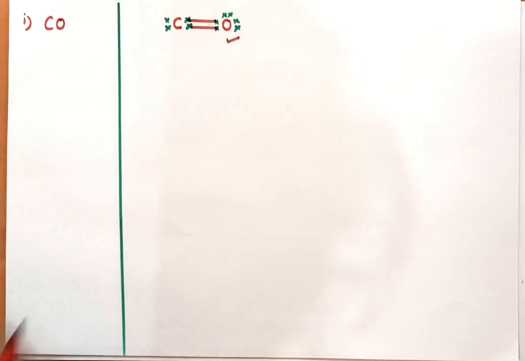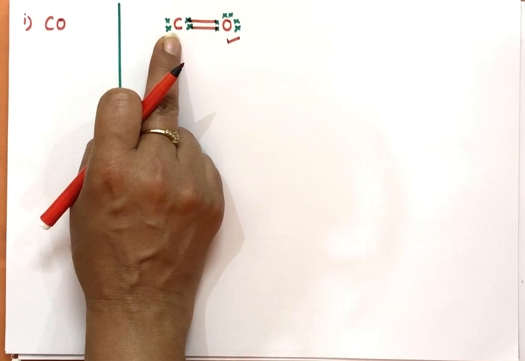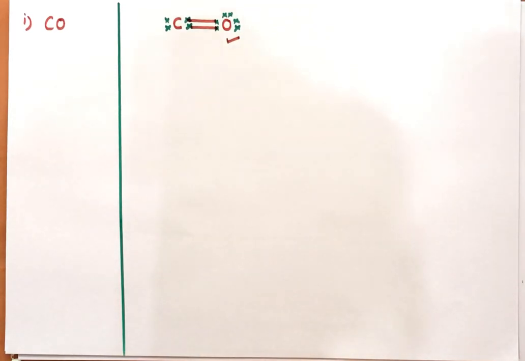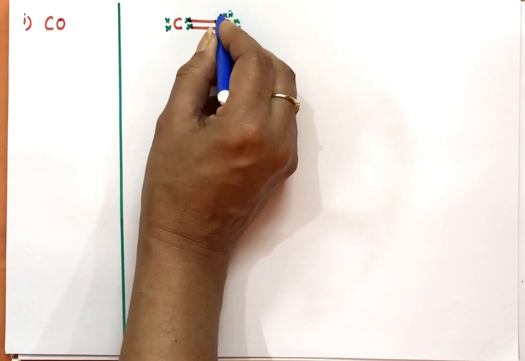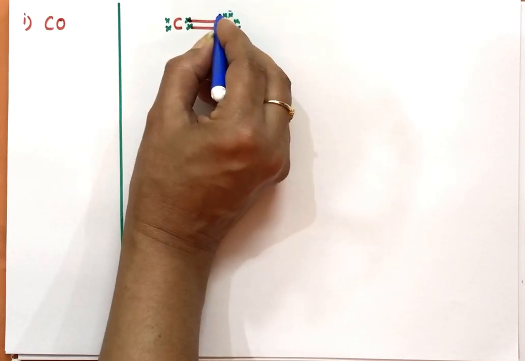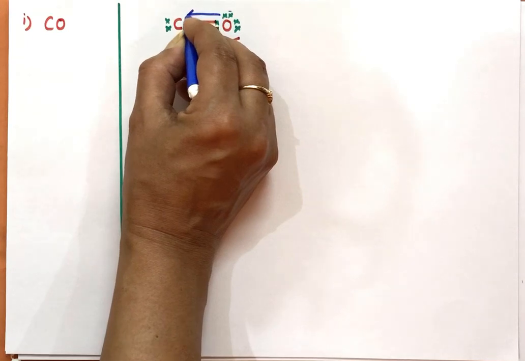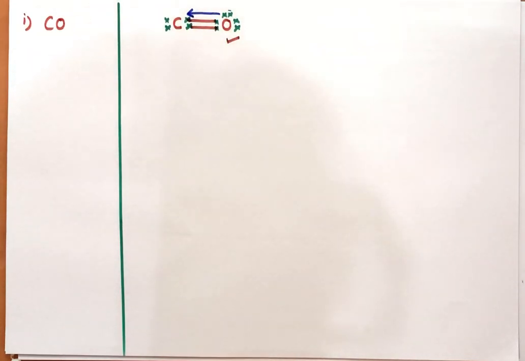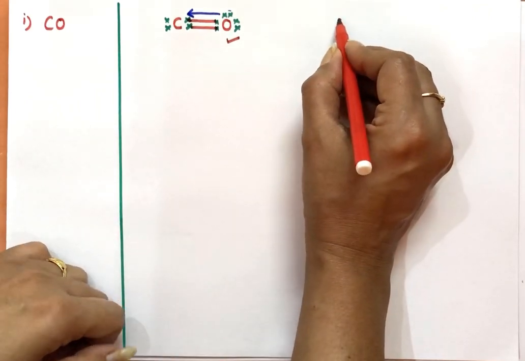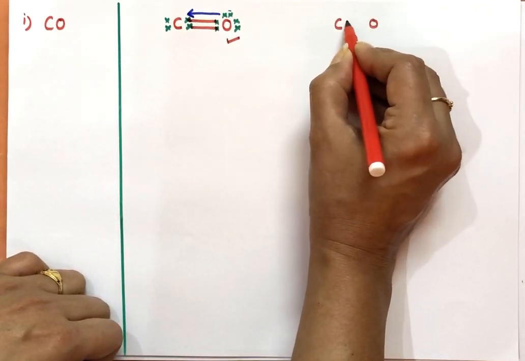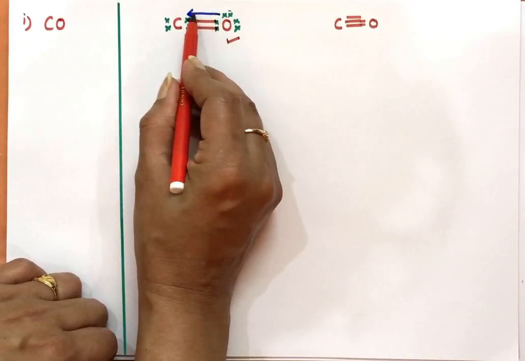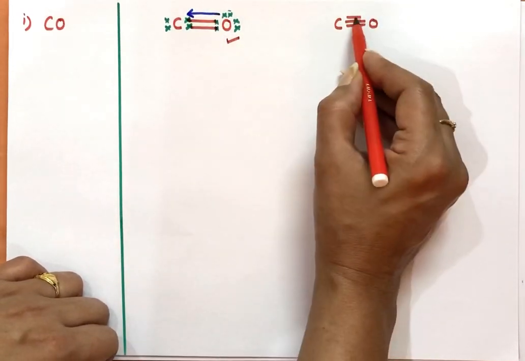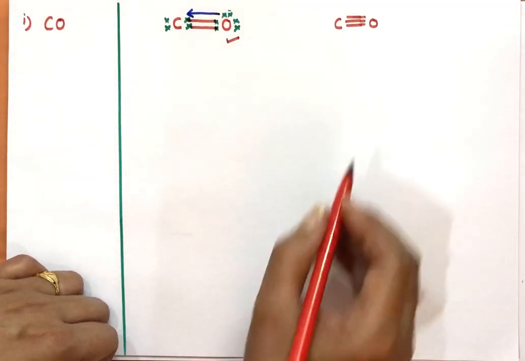got 8 electrons. But carbon requires 2 more electrons. So the possibility here is that this oxygen can give these electrons, the lone pair of electrons, to carbon. It can coordinately share these electrons with this carbon. So as a result of this, between the carbon and oxygen, we will have a triple bond, because I told you that this coordinate bond will also behave like a covalent bond only. So actually there is a triple bond.